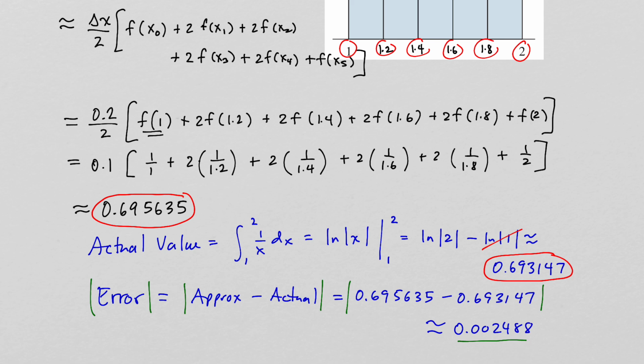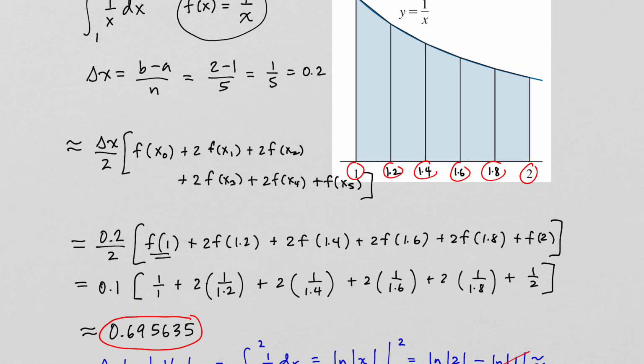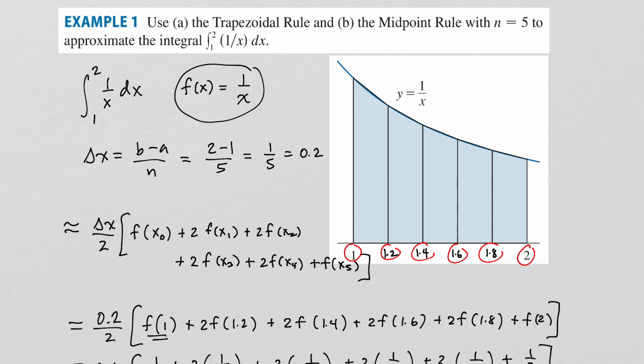So the main point of this example is to do a problem that we actually can do using the fundamental theorem of calculus so that you can see how good this approximation really is. And mind you, we only used n equals 5. The higher n is in the problem, the greater this number is, the better the approximation gets.